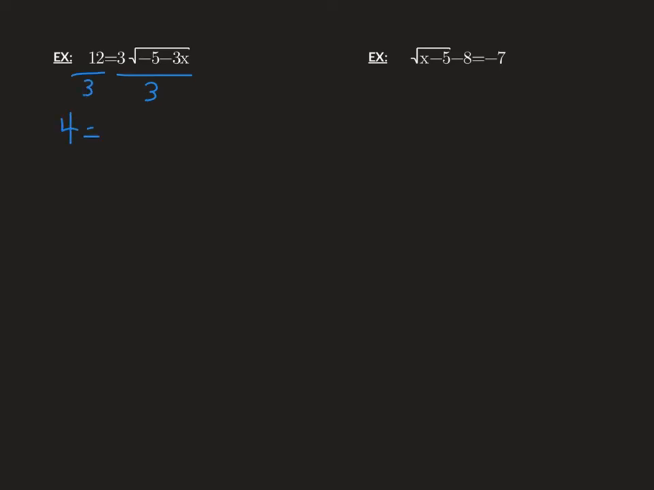So we get 4 equals the square root of negative 5 minus 3x. And now we have our radical by itself. So my next step is to undo the radical. So I'm going to square both sides. It's like my handwriting keeps getting larger and larger. Let's see if we can make this a little bit smaller now. So we get negative 5 minus 3x equals 16. Don't forget to square both sides.